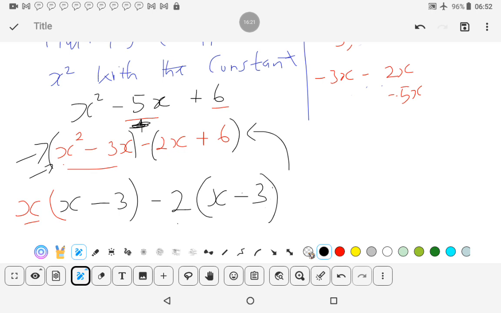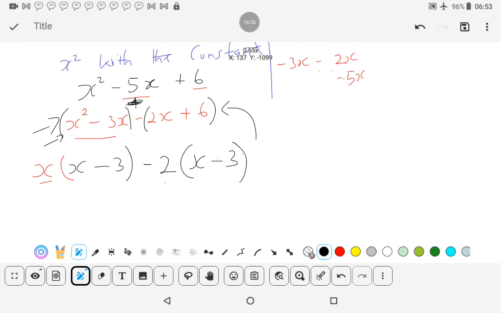So now, having done this step, your final step is to observe these stages here. If you observe, you see that we have the bracket x minus 3 appearing 2 times. We have x minus 3 on one side, and we also have x minus 3 on the other side. It appeared 2 times, so we are going to carry 1. We have x minus 3.